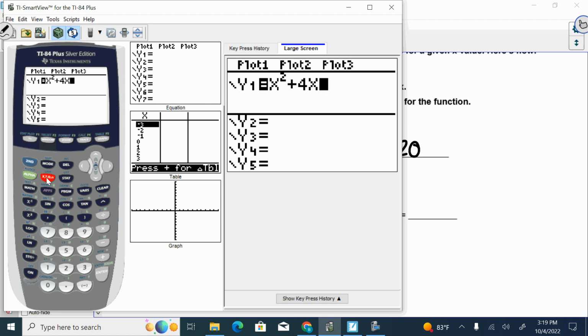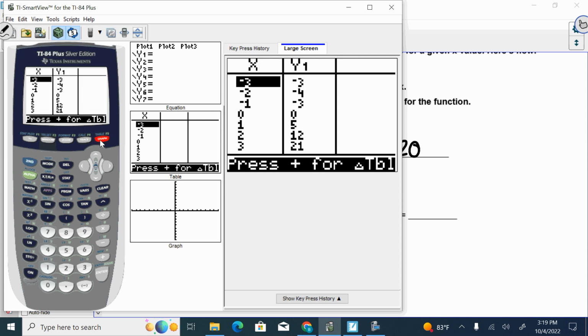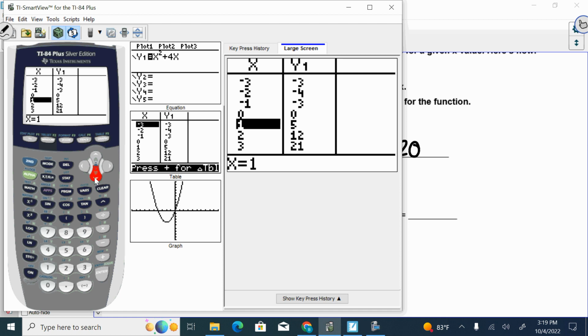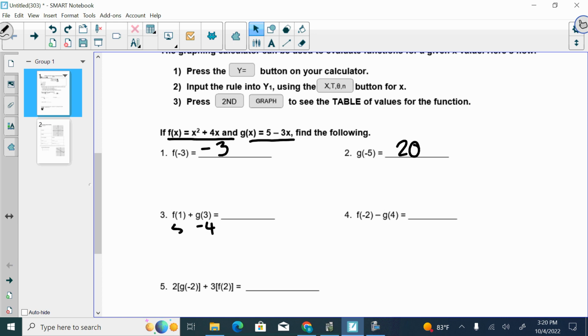All right, so that's what I typed in my y1, and then you press second graph, and it pulls up that table. They said they wanted f of what number? 1. Okay, so I look at where x is 1, and what is y? 5. So underneath here, I write 5. And I'm supposed to do what with those two numbers? Add them together. So what is 5 plus -4? Very good. All right. Okay, number 4 says we're looking for f of -2 minus g of 4.